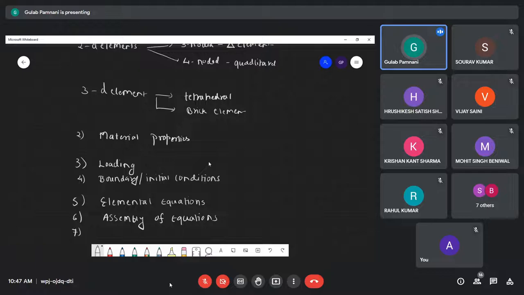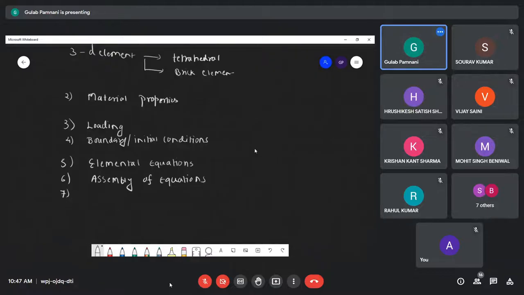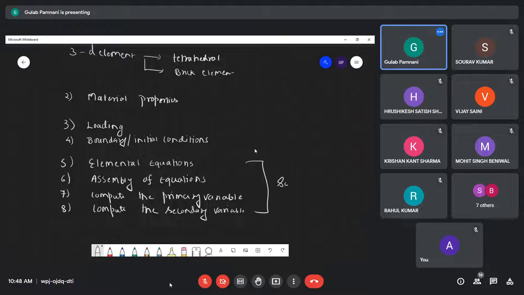And once assembly is done, you solve the problem, or you compute the primary variable, that is your field variable. And once the primary variable like displacement, deflection, or temperature is known to us, we compute the secondary variable. That means you have stress, strain, or heat flux maybe in the thermal. So these four steps are a part of the solution in your software package. We call that the solution.